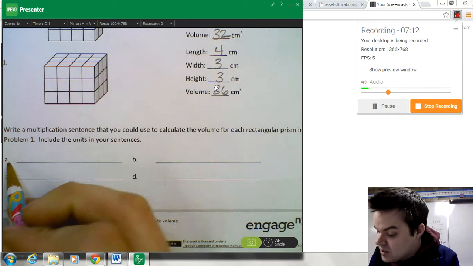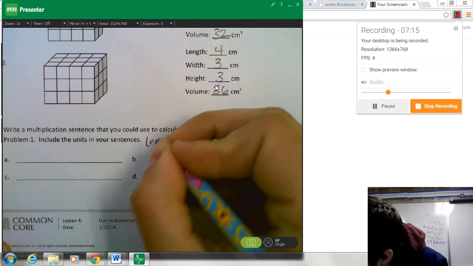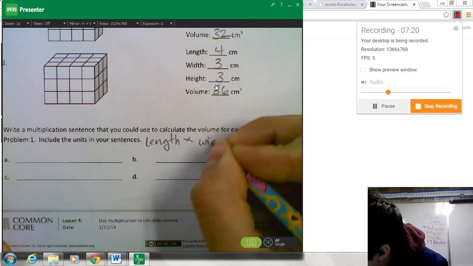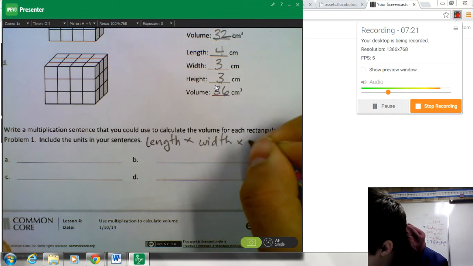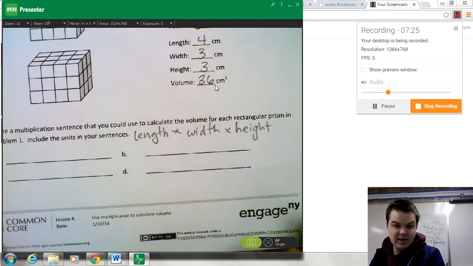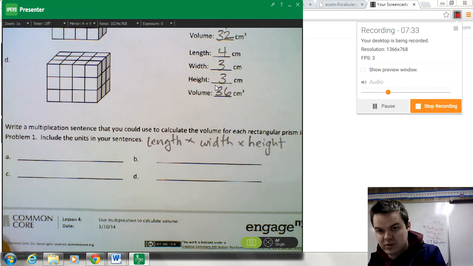All right, so you should have had length times width times height. Hey guys, guess what? That's the formula for finding any rectangular prism or cubic shape's volume.